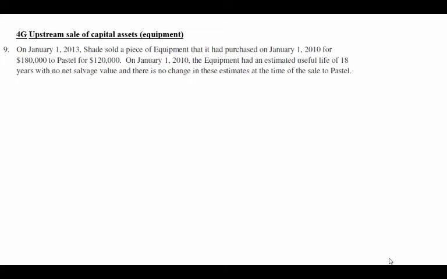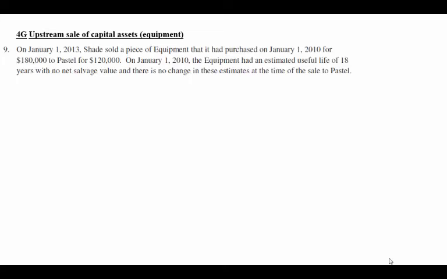So let's look at the information given for our first intercompany capital asset transaction. This was number 9 in our other information. On January 1st, 2013, Shade sold a piece of equipment that had been purchased on January 1st, 2010 for $180,000 to Pastel for $120,000. On January 1st, 2010, the equipment had an estimated useful life of 18 years with no net salvage value, and there is no change in these estimates at the time of the sale to Pastel.